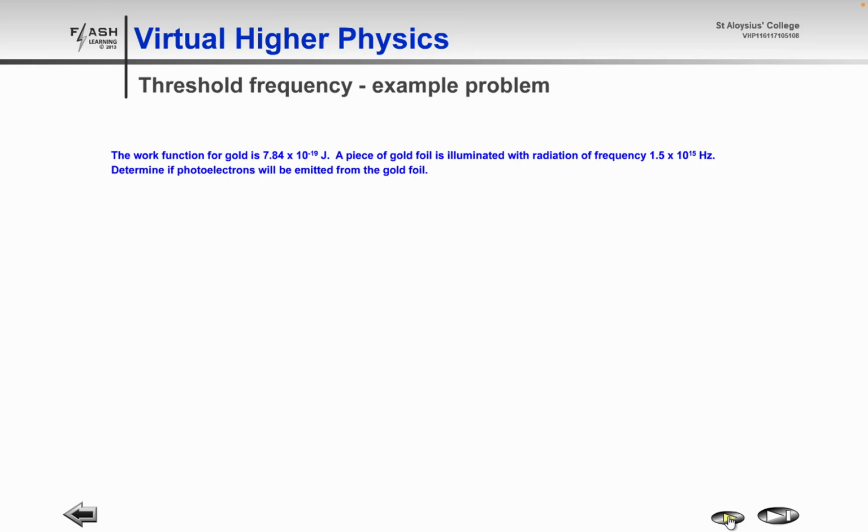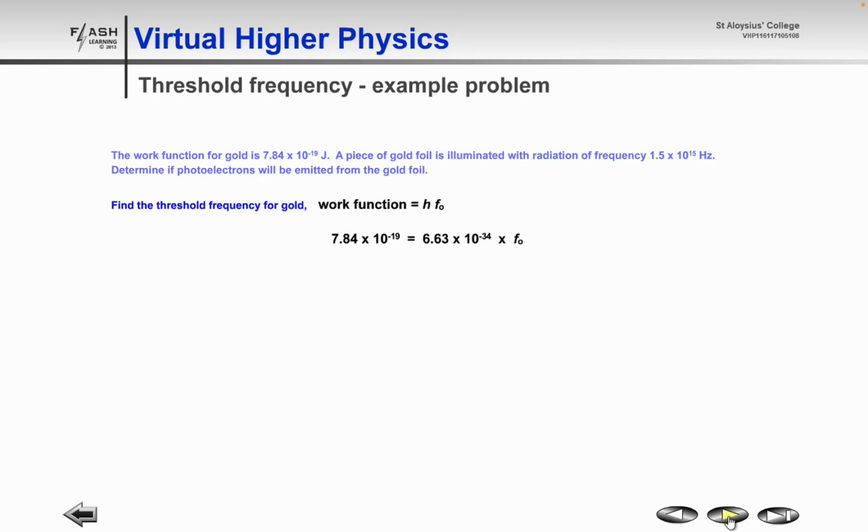So there's more than one way of approaching this problem. You can take the work function and use it to work out the threshold frequency and compare the frequencies, or you could take the frequency of the photons coming in, the light that's coming in, and work out their equivalent energy and compare the energies. In this example here, we're comparing the frequencies.